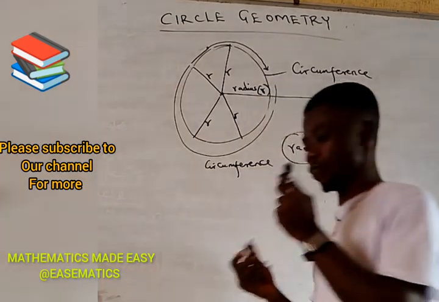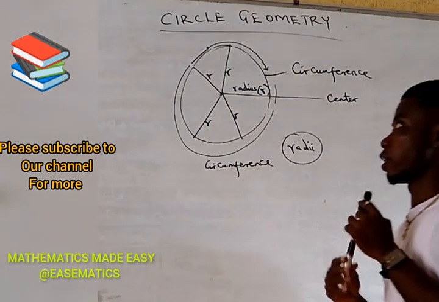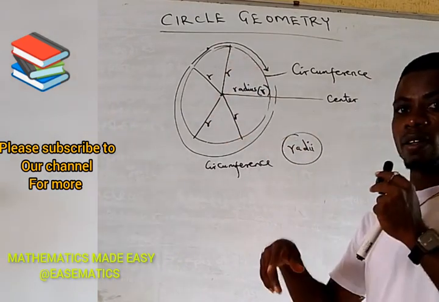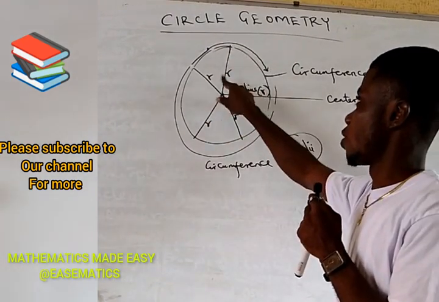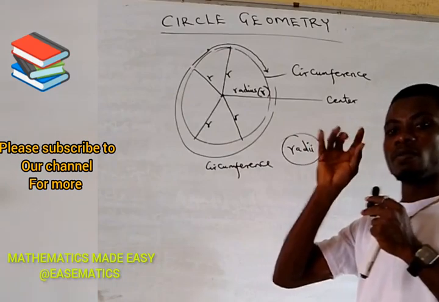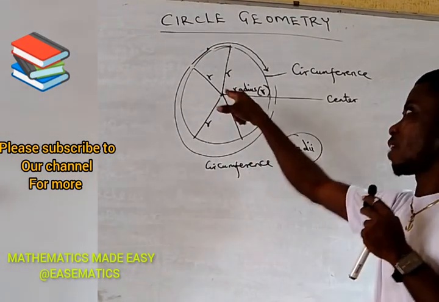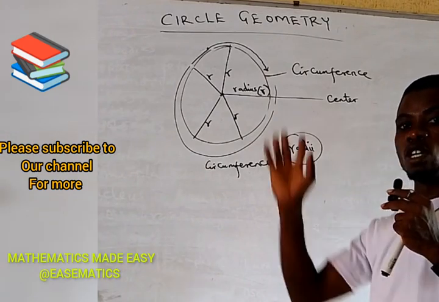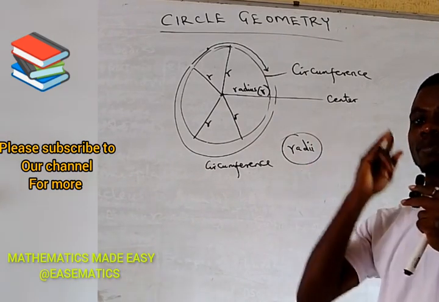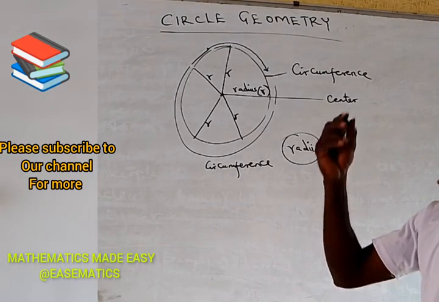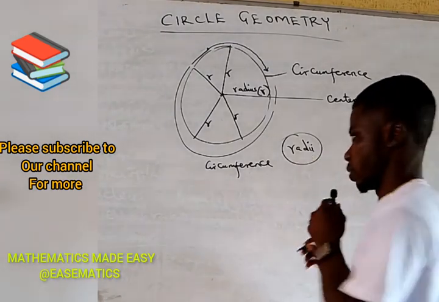The plural of radius is called radii. Considering all these radii, they are equal. Get this point: the radii of a particular circle having a common center will always be equal, except on one condition, when we are talking about what we call a concentric circle.